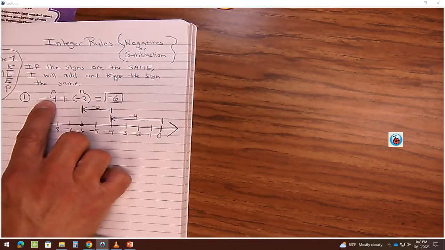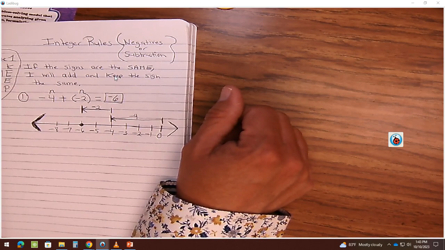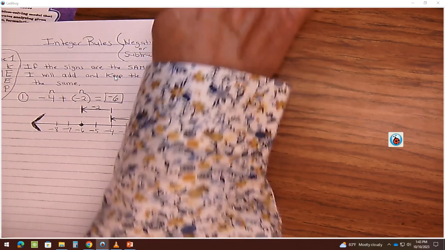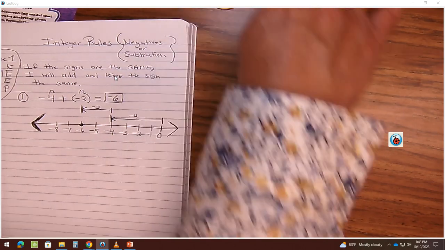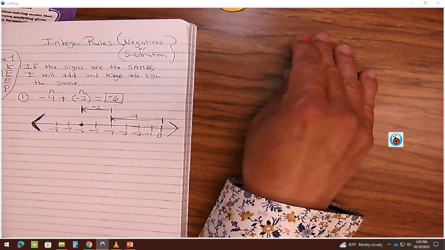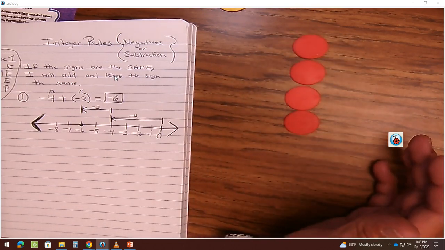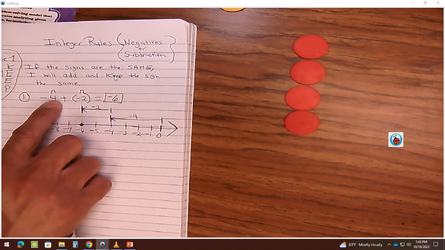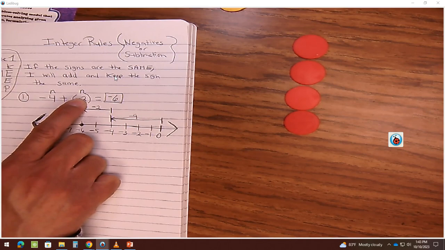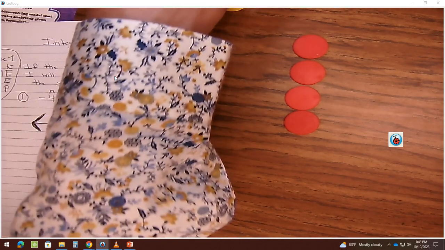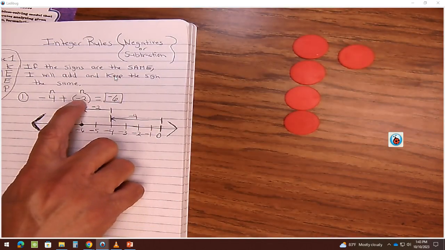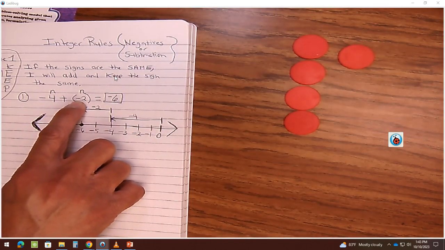So I lost 4, right? So what do I need, yellow or red? Red. 1, 2, 3, 4. Why red? Because the red ones I just said are the what? Negatives. So I lost 4. But then I want to add 2 more losses. So what do I need again? Another red or yellow? Red again, because they're losses. They're negative. Look. How many? 2.